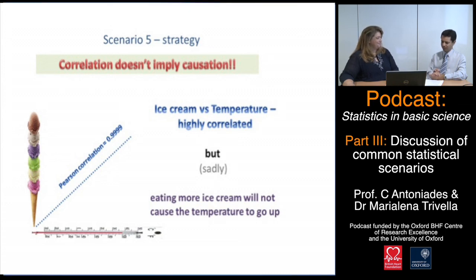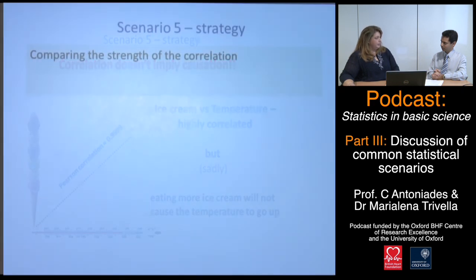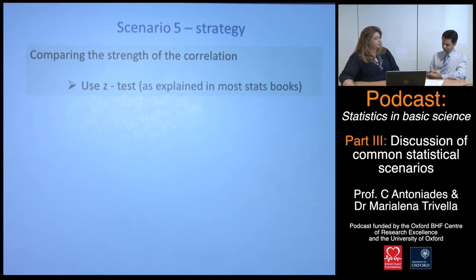Okay, and coming back to our example, is there a way to compare the strength of the two correlations? Yes, there is a way to do that. We can use the Z test, and I don't think this is the right forum to go into detail about how that is done, but it's widely available in all statistics books, good and not so good statistics books. So we can test that by taking two correlations at a time and using the Z test.